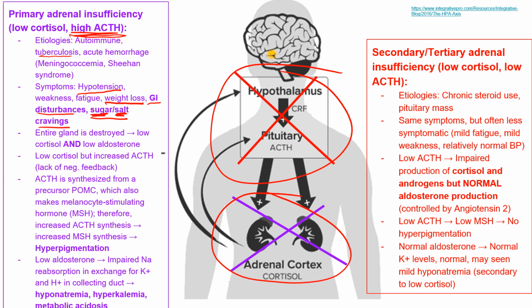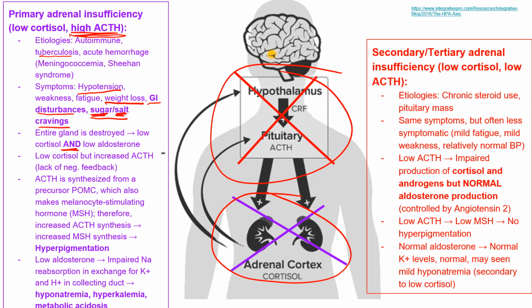So that brings us to the most important portion when trying to think about whether someone has primary adrenal insufficiency versus a secondary or tertiary adrenal insufficiency. In a primary adrenal insufficiency, the entire adrenal gland is destroyed. So the patient will have low cortisol and low aldosterone levels.